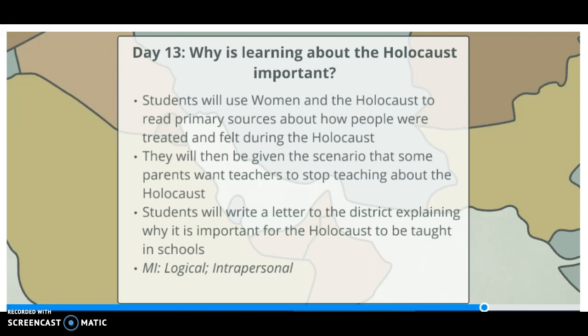And they will then be given a scenario that some parents want teachers to stop teaching about the Holocaust, and they need to write a letter to the district explaining why they think it's important for the Holocaust to be taught in schools, and why it's important that events, although tragic like this, need to be continually taught.